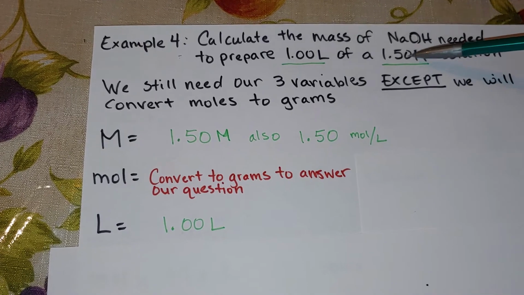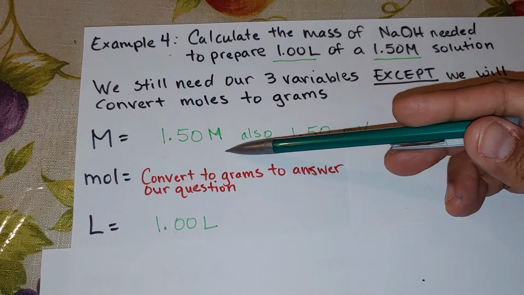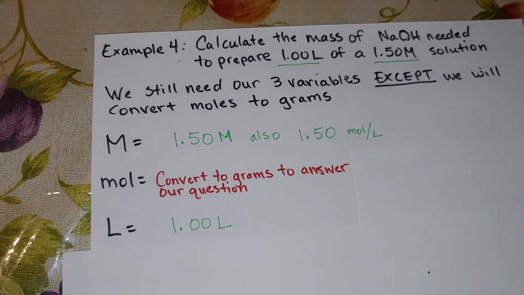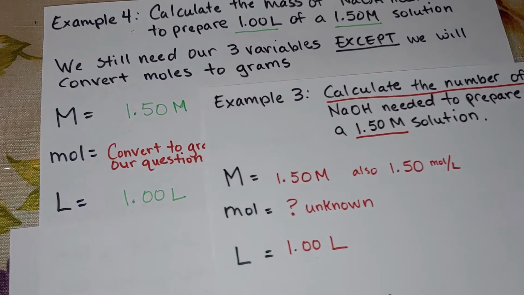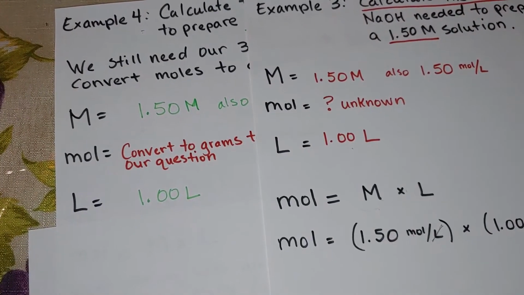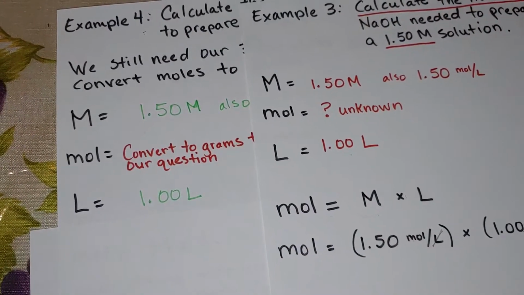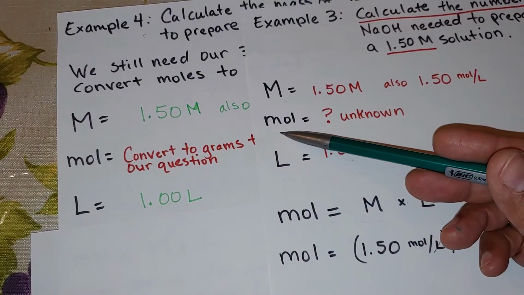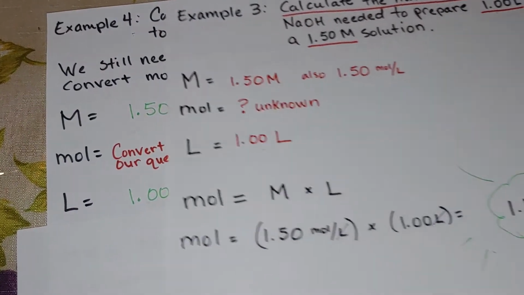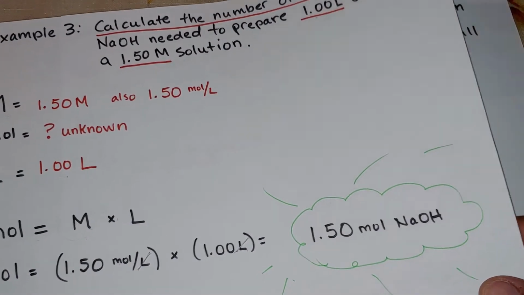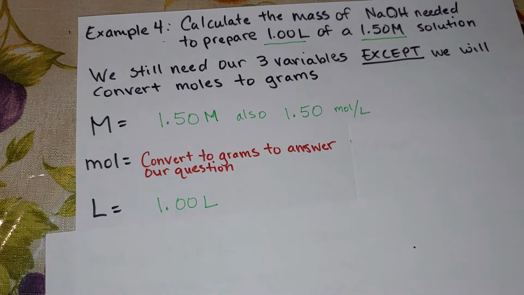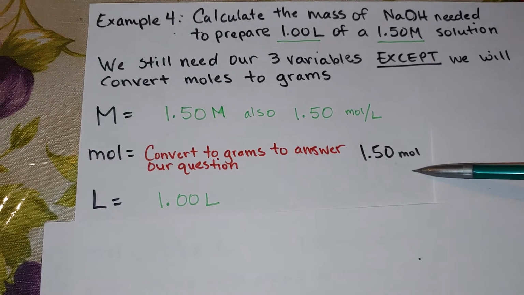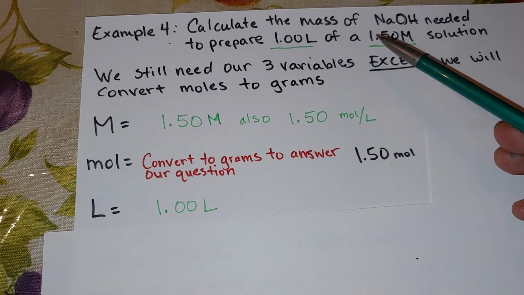So we know that they gave us 1.50 molar for molarity. And again, this is kind of the same one we did earlier. It's still the same information if you recall from the previous example. So they're giving us this variable, they give us this variable, we're asked to find moles. No big deal. Remember, it was 1.50 moles of sodium hydroxide. But now, what we've got to do is convert that 1.50 moles of sodium hydroxide to grams, because that's what the question is asking us to do.